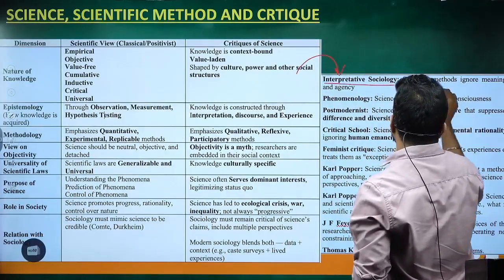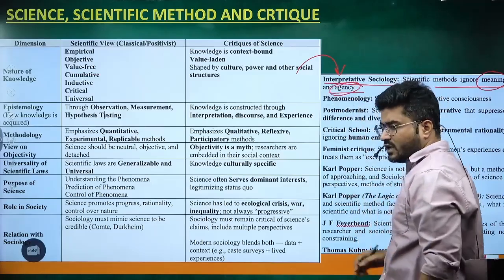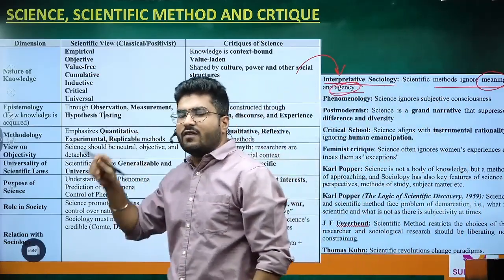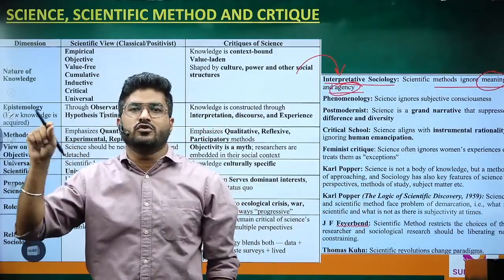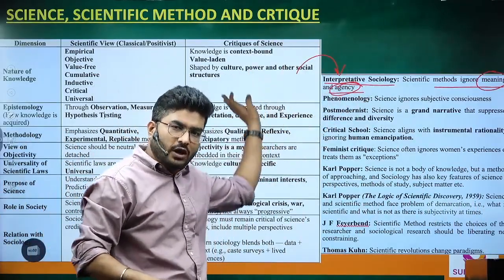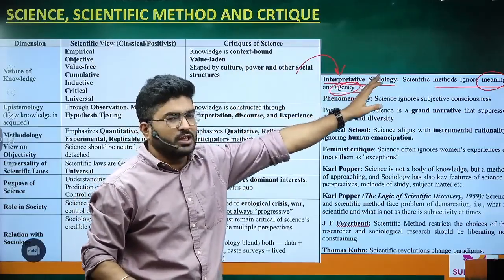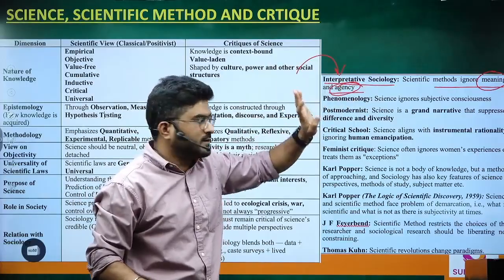Interpretative sociology: scientific methods ignore meanings and agency. To understand every social action, we have to give importance to meanings and to motives. So if positivists say that we should look only at science and scientific method for our studies, that means they are ignoring meanings and motives as well as agency.